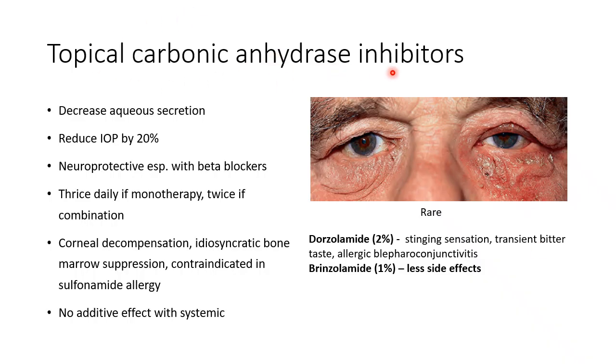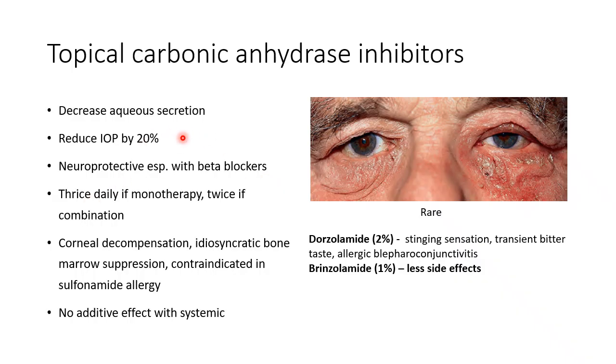Topical carbonic anhydrase inhibitors. We know that carbonic anhydrase is an enzyme present in the non-pigmented epithelium of the ciliary body and is responsible for aqueous production. So carbonic anhydrase inhibitors decrease the aqueous secretion and reduce IOP by 20%. They are also said to be neuroprotective, especially when added with beta blockers. So that's the third type of drugs which, in conjunction with beta blockers, are neuroprotective in nature.